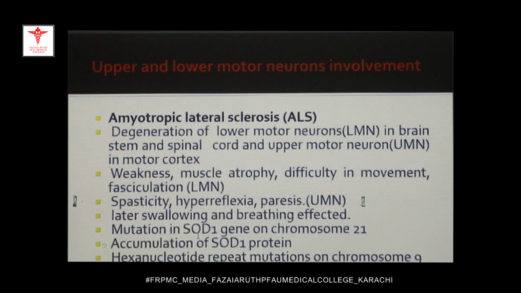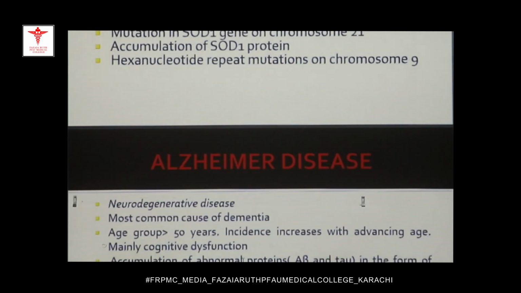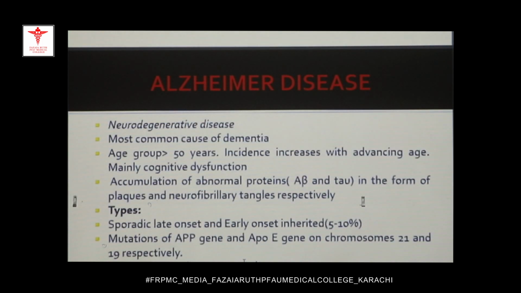The underlying pathology in familial type is the mutation in the SOD1 gene, which is present on chromosome 21, and this results in the accumulation of SOD1 protein, and sometimes on chromosome 9 there is mutation resulting in hexanucleotide repeat mutations. We'll be talking in detail about Alzheimer's disease and Parkinson's disease.